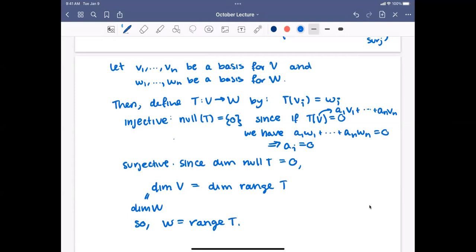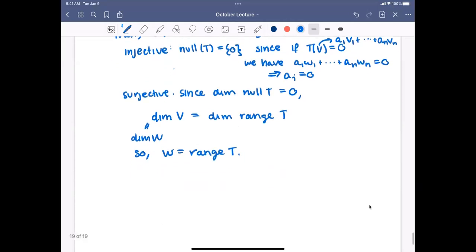For this last step, you said that the two dimensions are the same, so therefore the sets are the same. Doesn't that rely on what we're doing right now? So we already know that range T is a subspace of W. So if it has that maximum dimension, then it has to be equal.